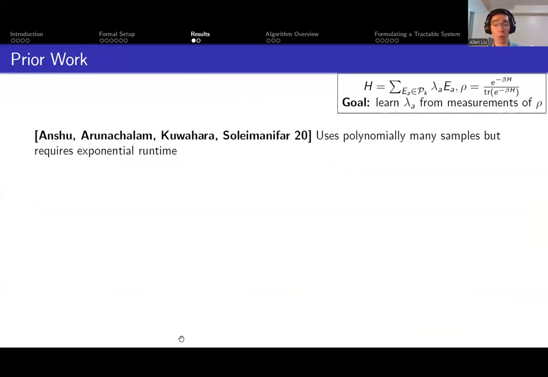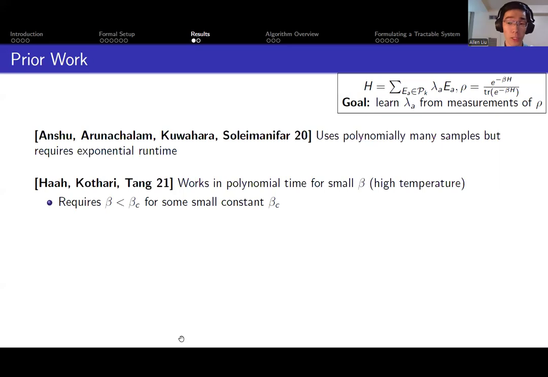Okay, so now let's discuss some prior work on Hamiltonian learning. Really, there are two main prior works that are most relevant here. First is the paper of Anshu, Arunachalam, Kuwahara, and Soleimanifar in 2020. They give an algorithm that uses polynomially many samples, but requires exponential runtime. And second, there's the work by Haah, Kothari, and Tang in 2021, and they give an algorithm that works in polynomial time for sufficiently small beta. Recall beta is inverse temperature, so small beta means high temperature. In particular, for beta less than some critical constant beta sub c, their algorithm works in polynomial time.